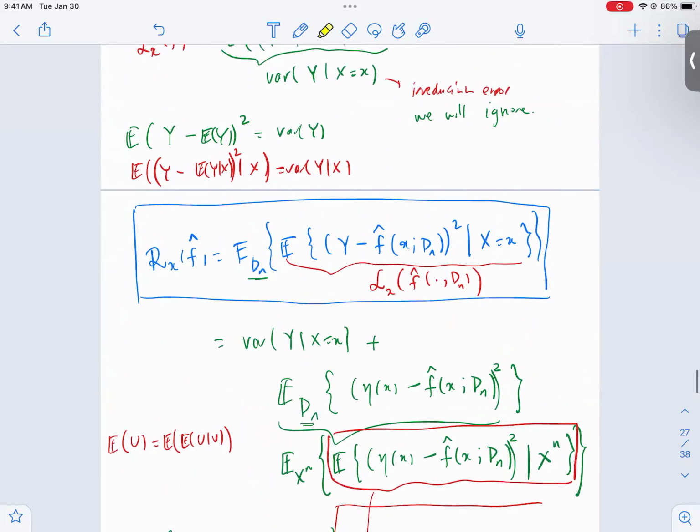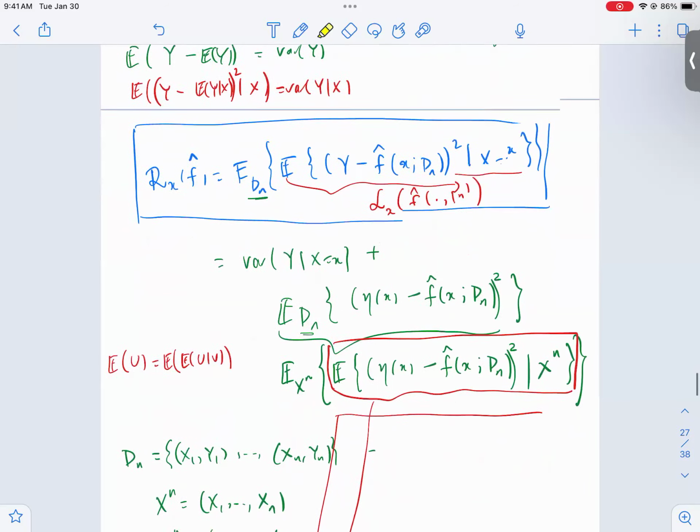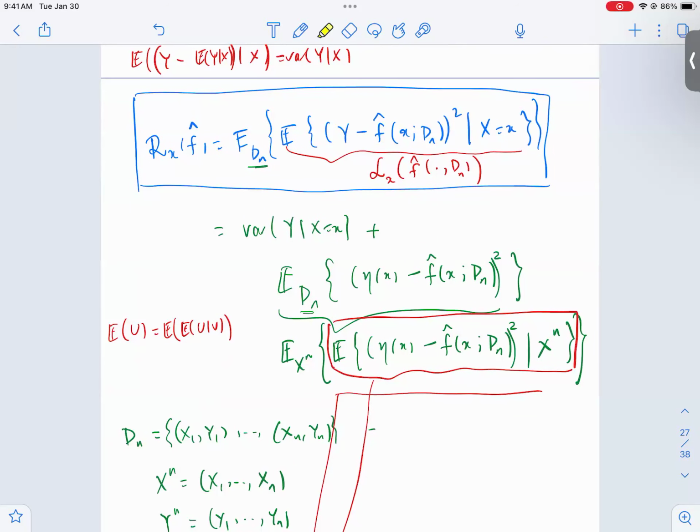So at the end of the day, I argued that we're going to look at this quantity: eta of x minus f hat of x, squared, conditioned on the training x's. If you take another expectation under Xn, that would be the pointwise loss, or pointwise risk.